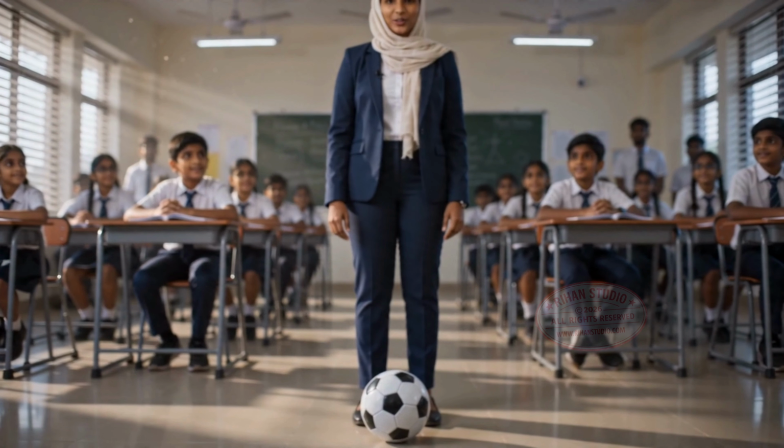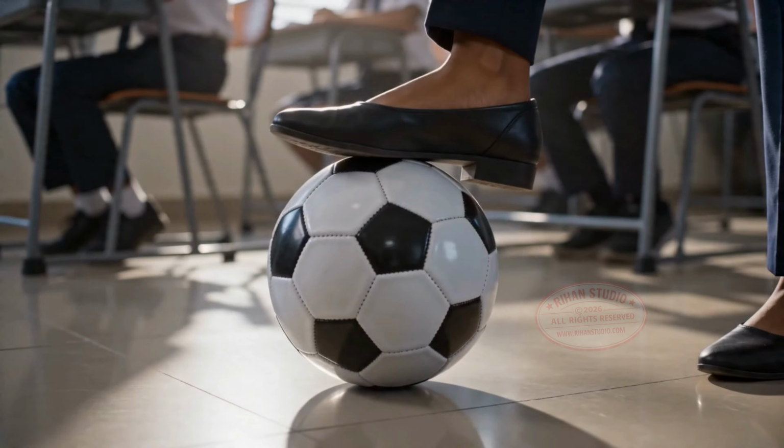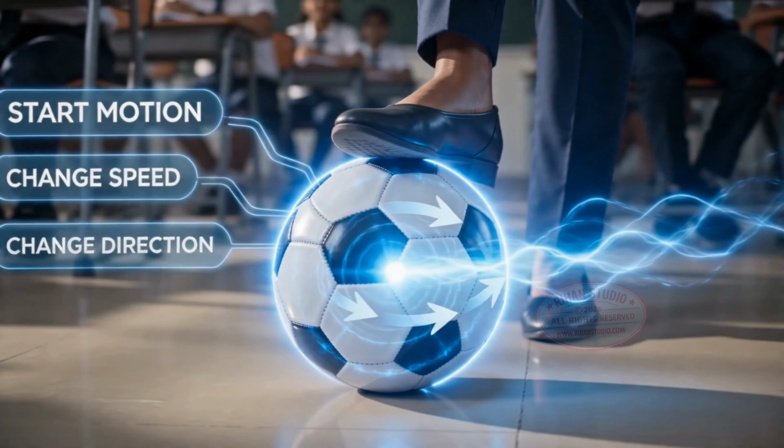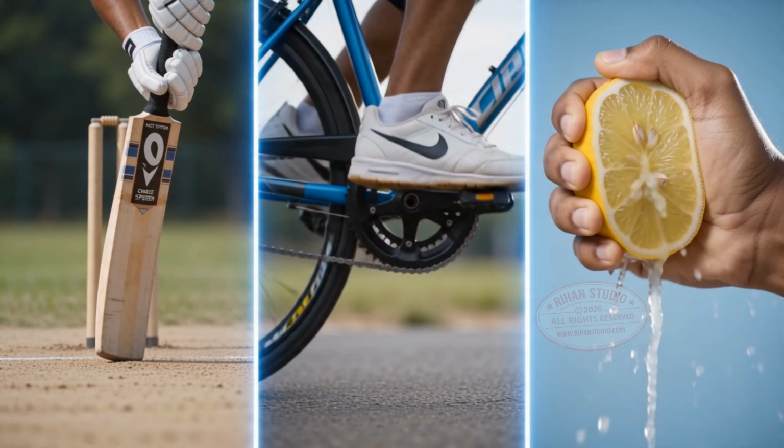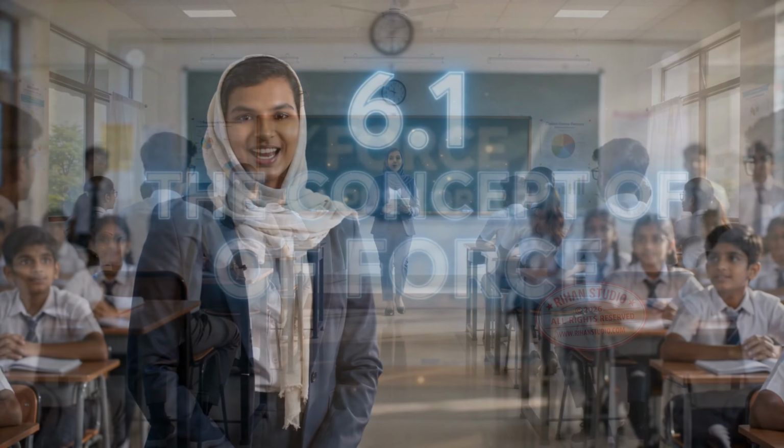Students, before we understand motion, we must first understand the idea of force. A force is simply a push or a pull that can act on an object. When I kick this football, I apply a force. Every change in motion begins with a force. Understanding force is the first step toward understanding physics.